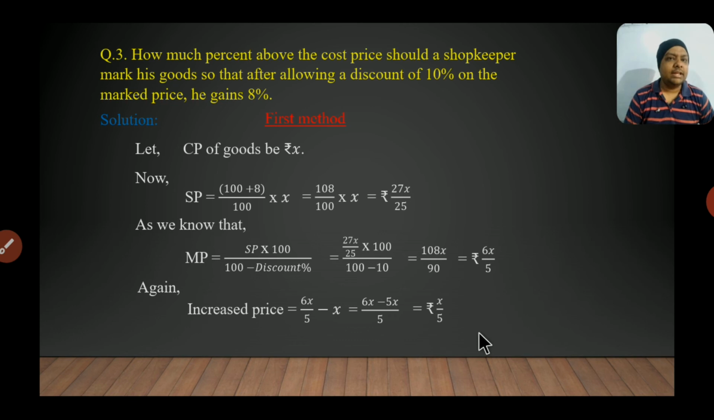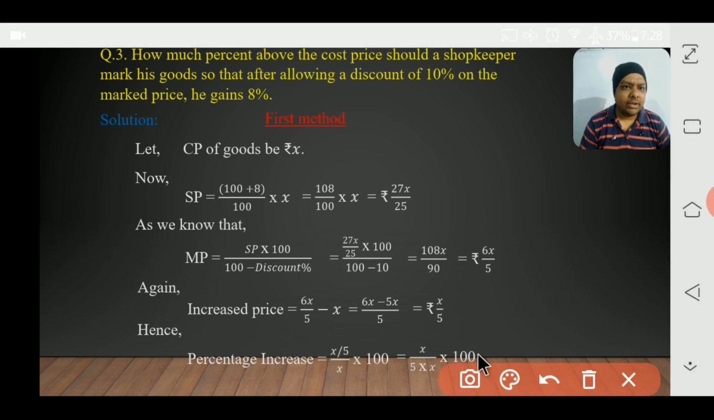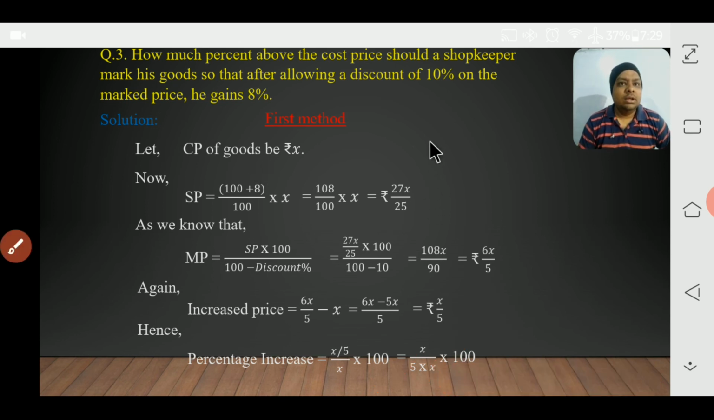Now we have to find the increased percent. So let's see. Percent increase equals x by 5 divided by x into 100. Now here we can see, students, that this x and this x will cancel. And 5 ones are 5 and 5 twenties are 100. It means the percentage increase will be 20%. It means the shopkeeper will mark 20% above the cost price to sell this article to gain 8%.